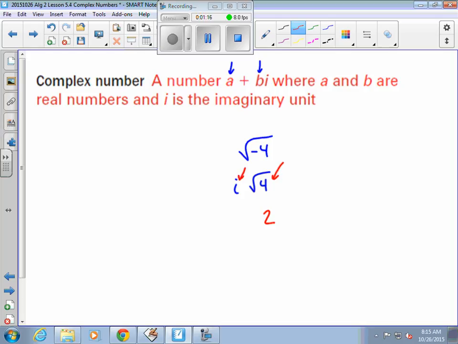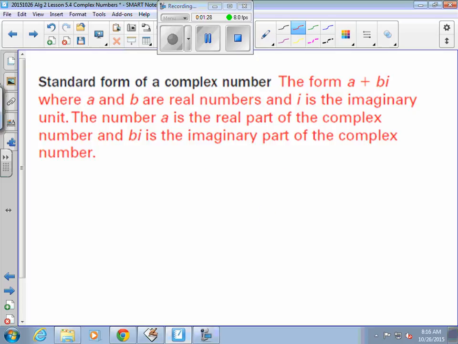When you start talking about complex numbers, there's just a binomial. There's something plus that. So it'd be like 3 plus the square root of -4. Standard form of a complex number is whatever that real number is that's not multiplying the negative value under the radical. That goes first. And then the coefficient b times that i value, that negative value.